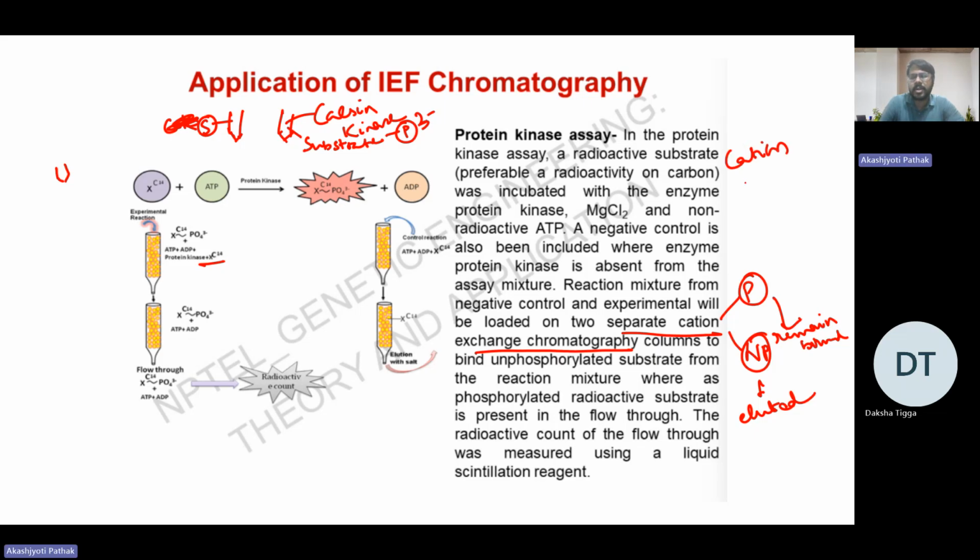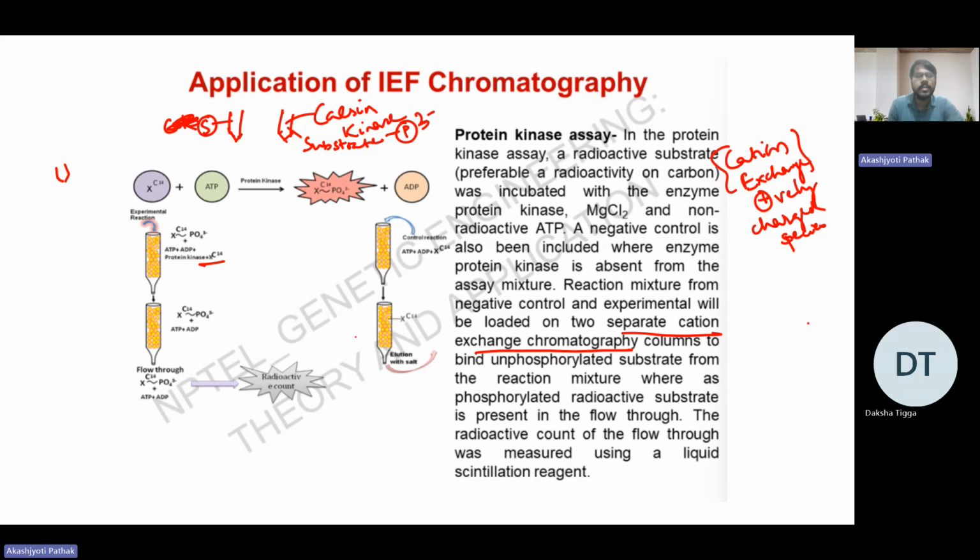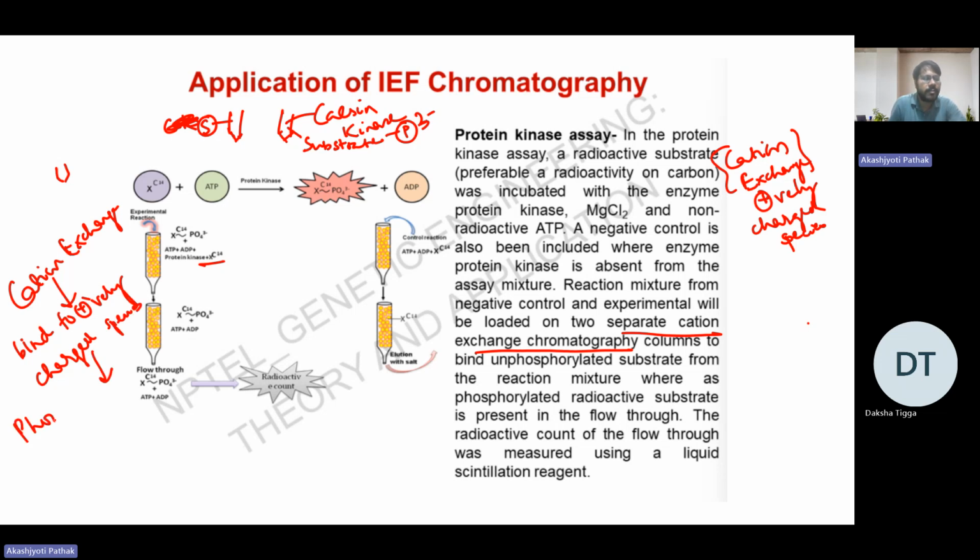Because it is a cation exchange column, what will it do? It will bind only positively charged species. Sorry for the confusion. Actually, you are using a cation exchange column, so the column is negatively charged. It will bind to positively charged species. If it binds to positively charged species, then what will happen? Your phosphorylated protein will get eluted.